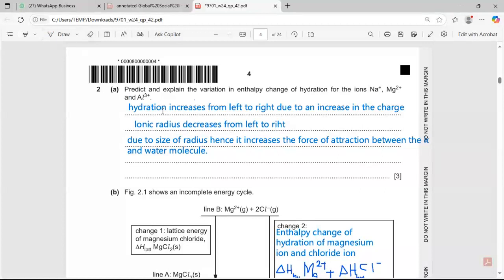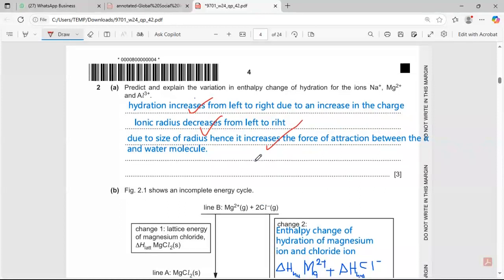So you'll just say the hydration energy increases from left to right due to an increase in the charge. That will earn you a mark. Then the ionic radius decreases from left to right. This will also earn you a mark. Then you say that due to the decrease in the size of the radius, it increases the force of attraction between the water molecules and the ions. That also will earn you a mark, and you have your 3 marks.